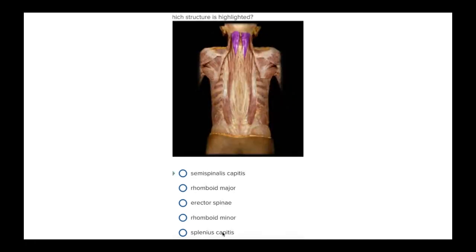Pretty straightforward. Here is the semispinalis capitis, right? It's not rhomboid major. Rhomboids go to the scapula. It's not the erector spinae, that's down lower. Not rhomboid major, it's not splenius capitis. Splenius capitis runs obliquely. The semispinalis is more vertical.